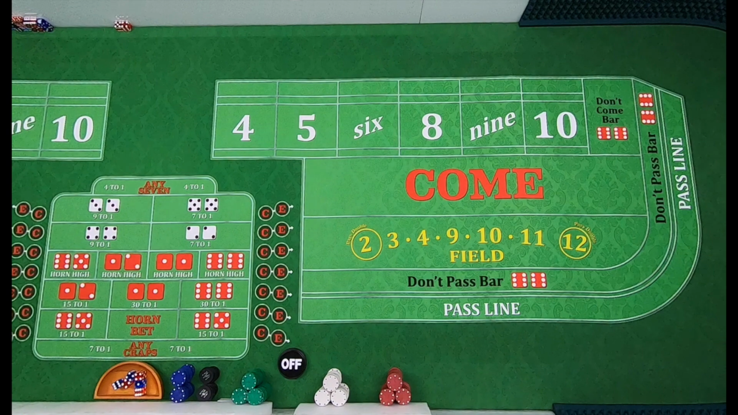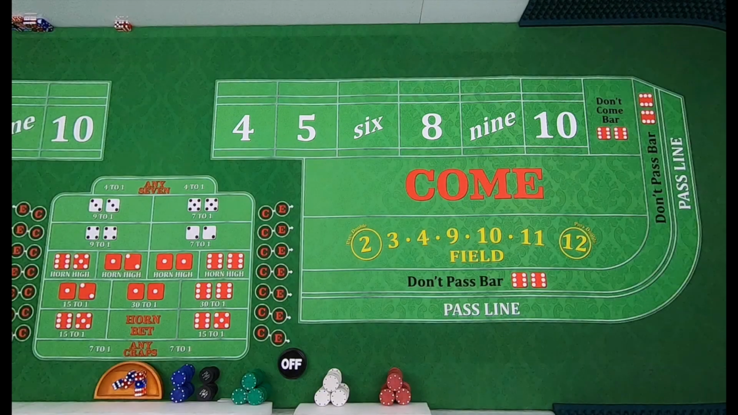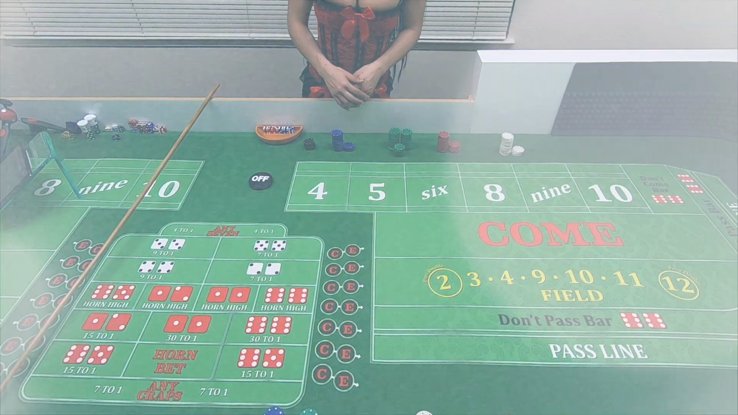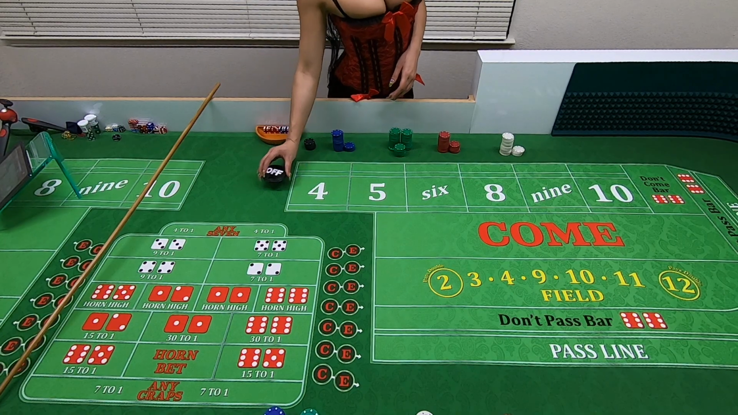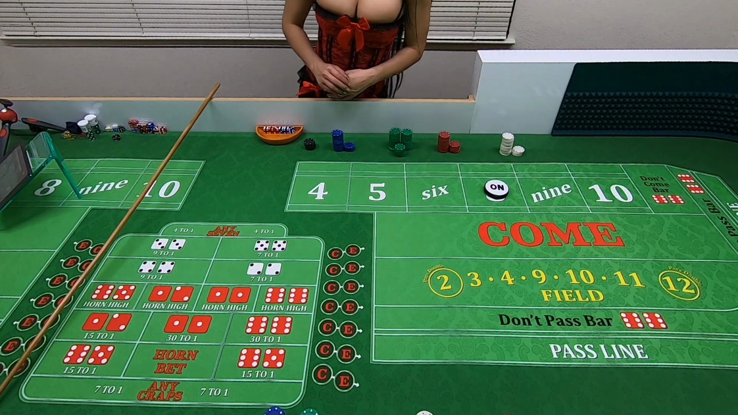So on the come out, when any other number is thrown, which is 4, 5, 6, 8, 9, 10, then that number is now known as the point. And the puck is then flipped over to the on position and placed onto the number, located at the top near the dealer.